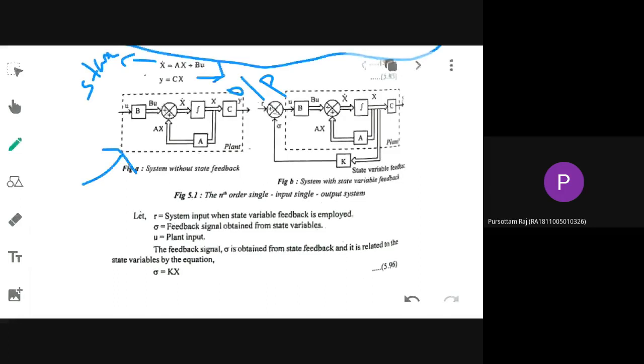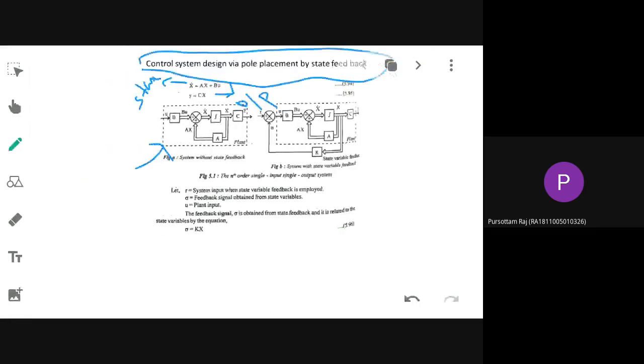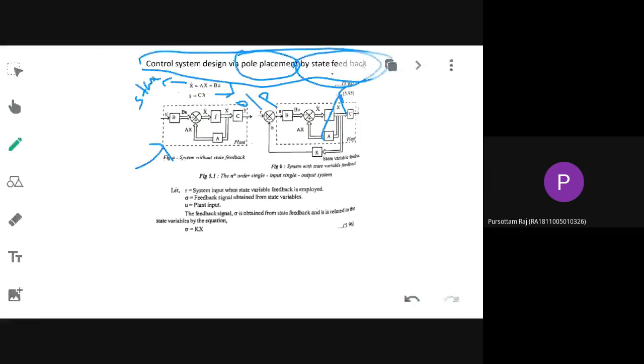But there is another technique by which you will be able to achieve the desired specifications. That is by using a concept called state space feedback. With the help of state space feedback, you will be placing the poles at a desired location, and you will be able to improve the system performance. This is all we are going to do in today's class.